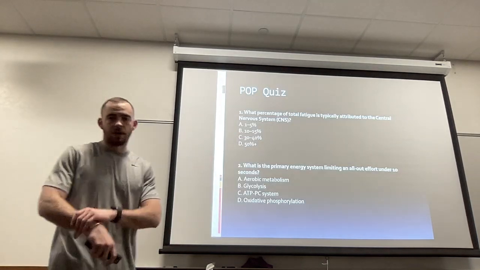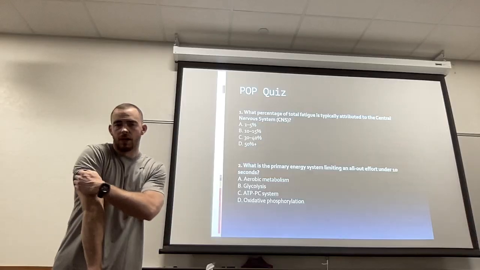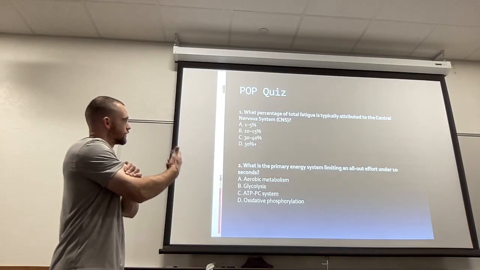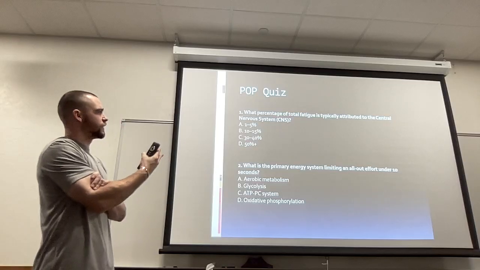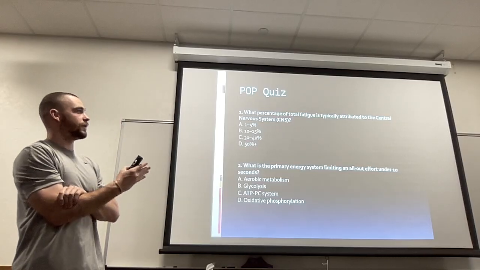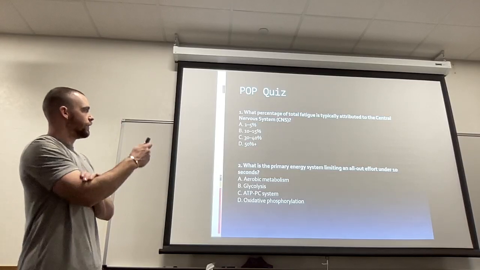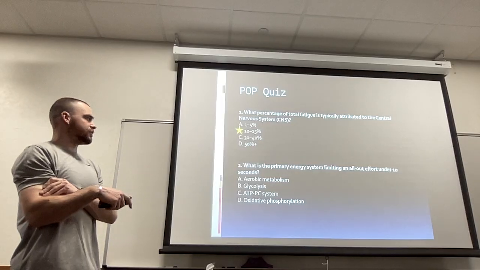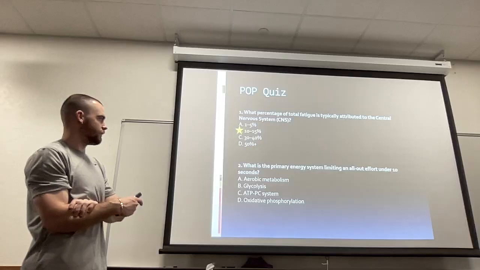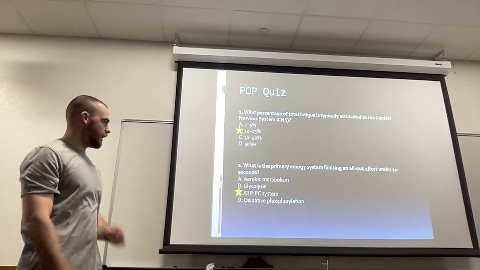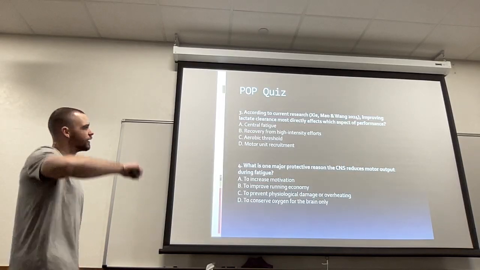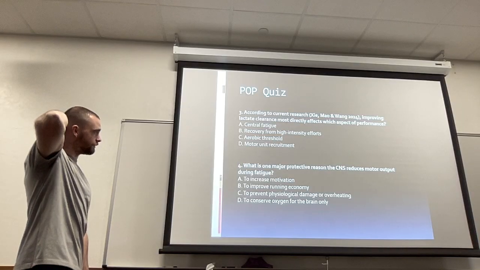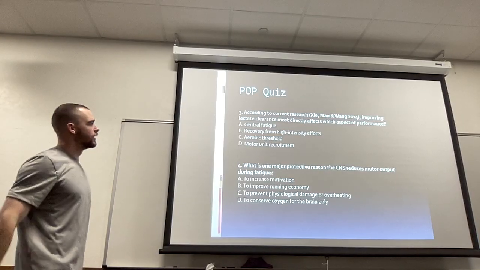So this is just a pop quiz. I don't know if we want to go through it or not. I don't know if that's important for this presentation, but I have 5 questions. I'm just going to run through them real quick. What percentage of total fatigue is typically attributed to the central nervous system? It is B, 10 to 15%. What is the primary energy system limiting an all-out effort under 10 seconds? C, ATP-PC system.